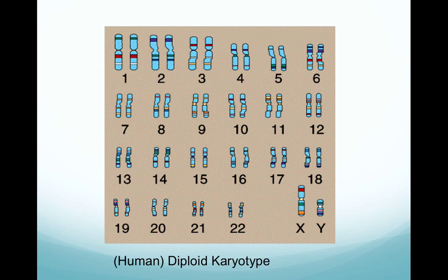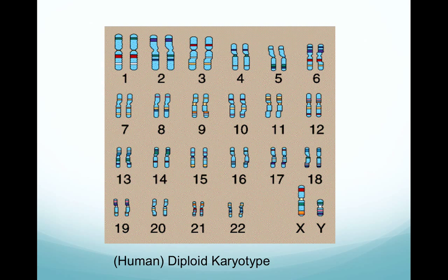Each species has a particular number of chromosomes. This is the full or diploid number of chromosomes. The chromosomes are arranged in pairs. So this is a drawing of a karyotype, or a magnified photograph of chromosomes. So this is a human male karyotype.